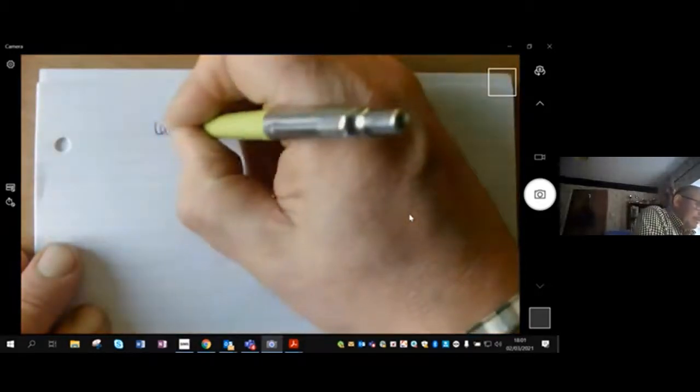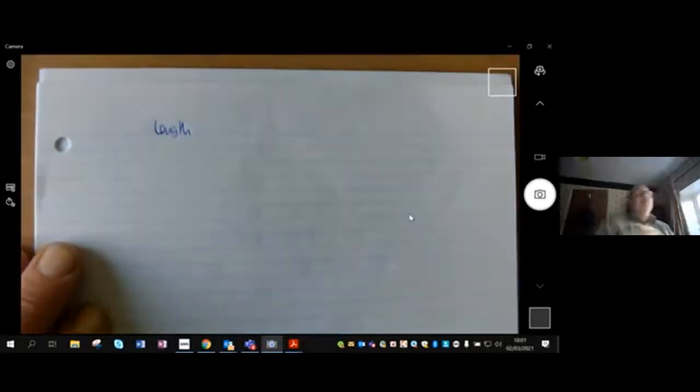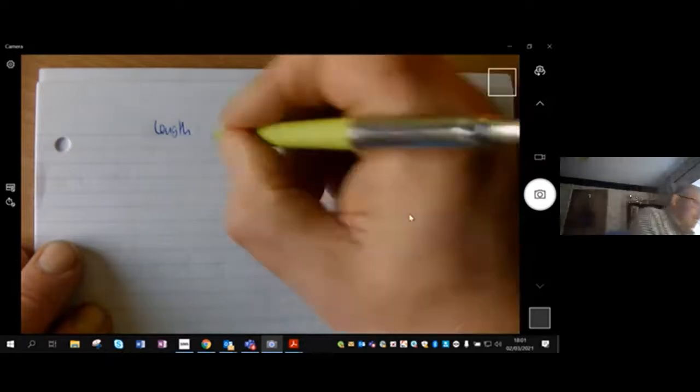I've no issues with anybody who wants to go because they've got to go into another session. That's fine. I won't take offence.